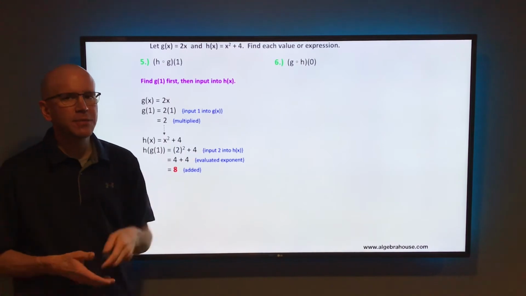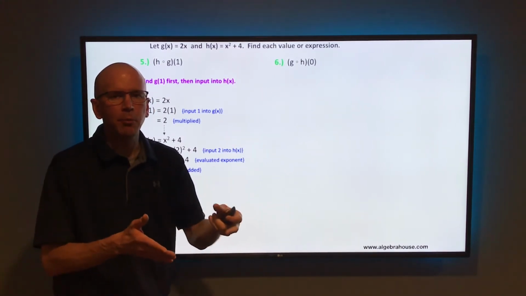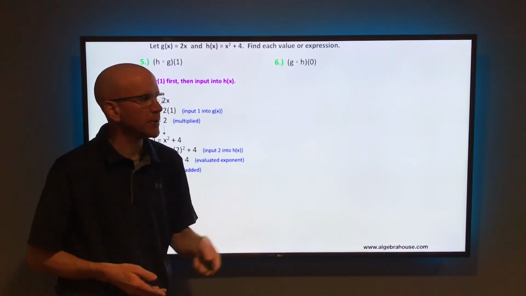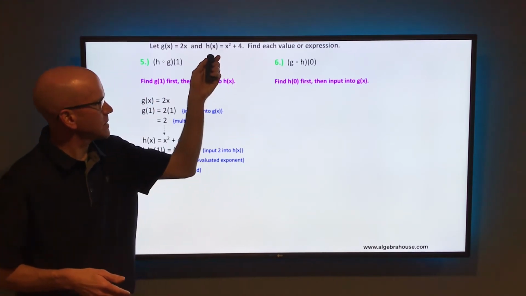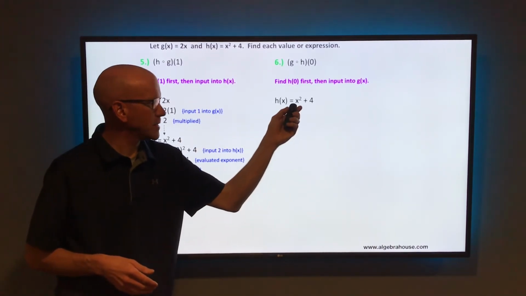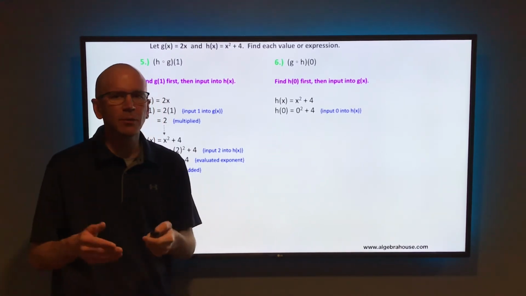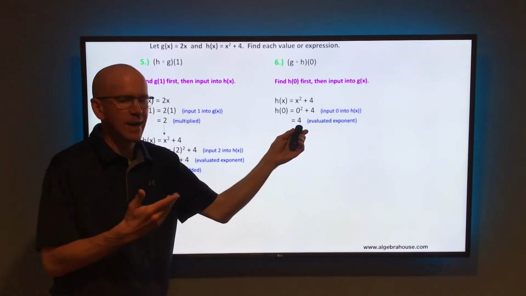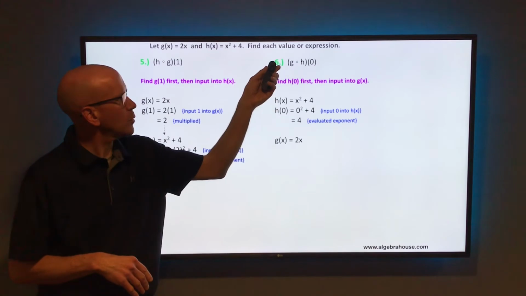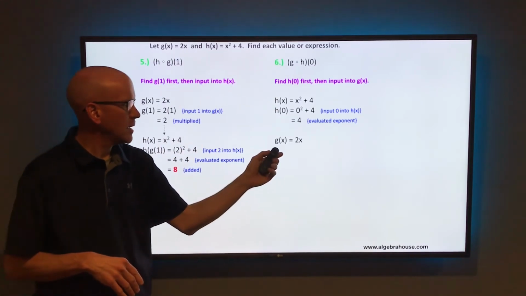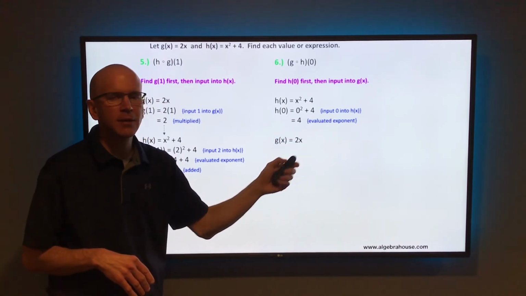For g(h(0)), we're going to find h(0) first. That'll create an output. Then that output becomes the input into g(x). So find h(0). Go to what h(x) is, x² + 4, and replace that x with 0. So it'd be 0² + 4. That is going to be 0 + 4, and that is 4. So that output becomes the new input into g(x). So go to what g(x) is, that's 2x, and replace that x with that 4. So you're putting that 4 in for x into g(x).